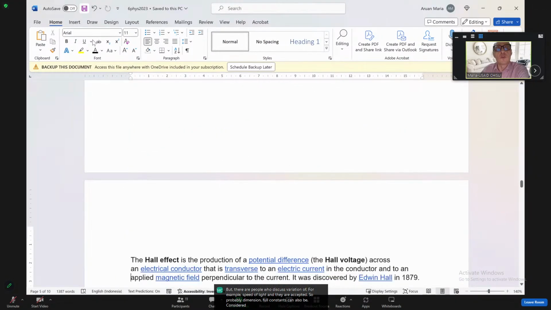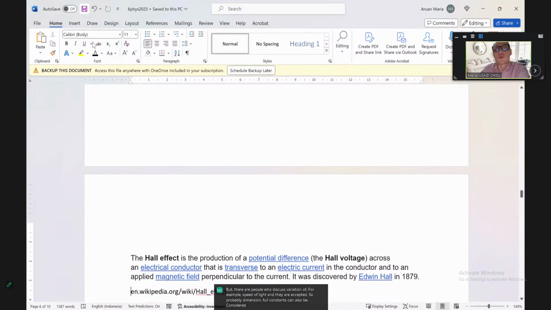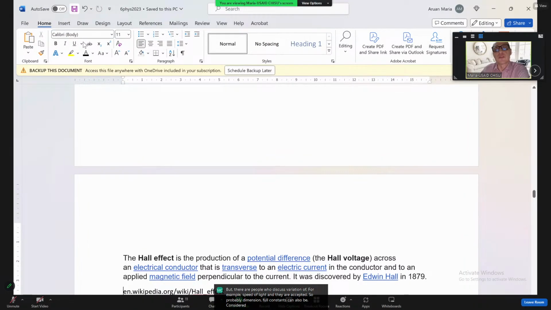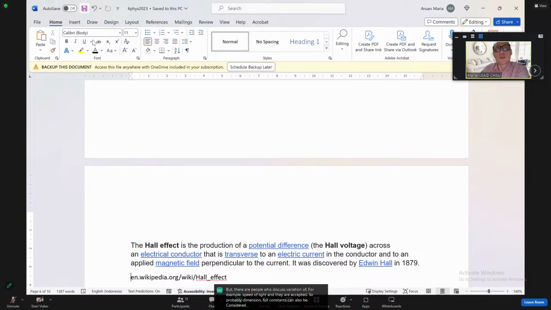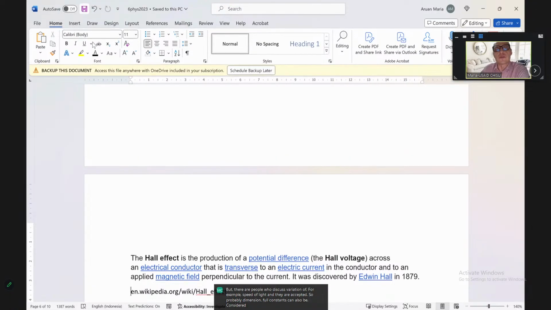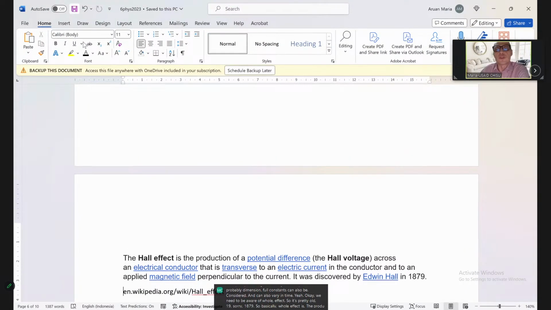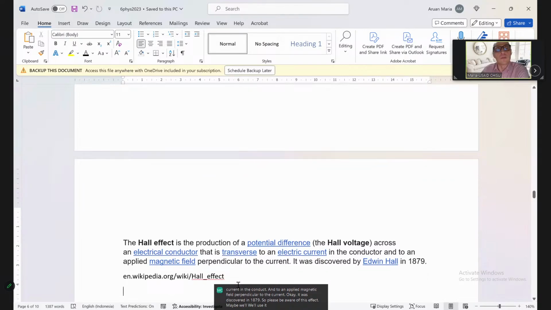Okay, we need to be aware of the Hall effect. It's pretty old, 1879. Basically, the Hall effect is the production of a potential difference across an electrical conductor that is transverse to an electrical current in the conductor and to an applied magnetic field perpendicular to the current. It was discovered in 1879. So please be aware of this effect. Maybe we will use it. Maybe.